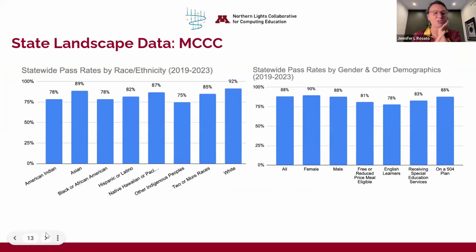Something is out of order here. My apologies. This is the Minnesota Common Course Catalog pass rate data. You can look at it by different race and ethnicity groups in the chart on the left, and then how that varies by gender and by some of the other groups that we looked at at the very beginning. So there are definitely disparities, and it's not as even as some of the regional data that we looked at.